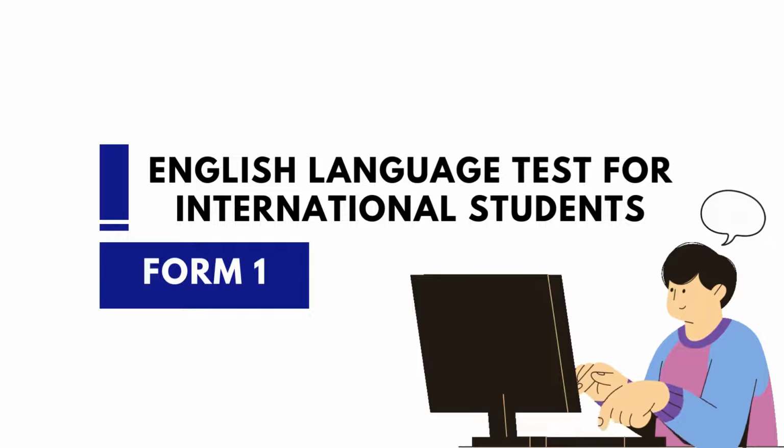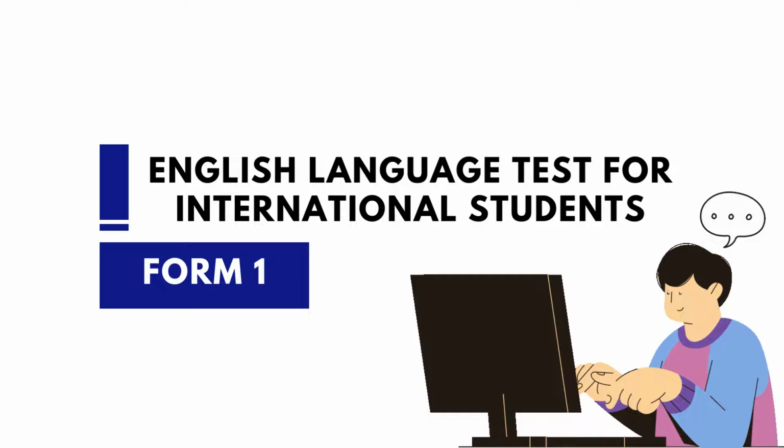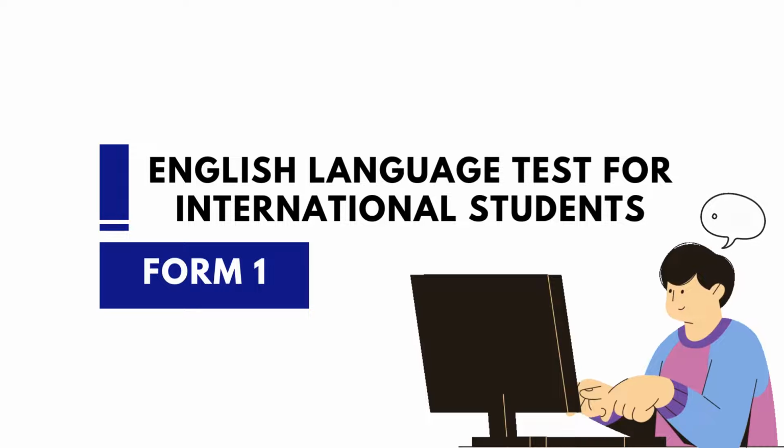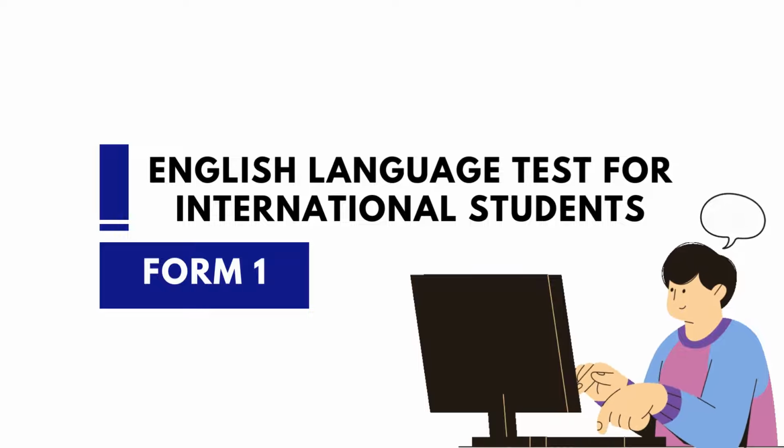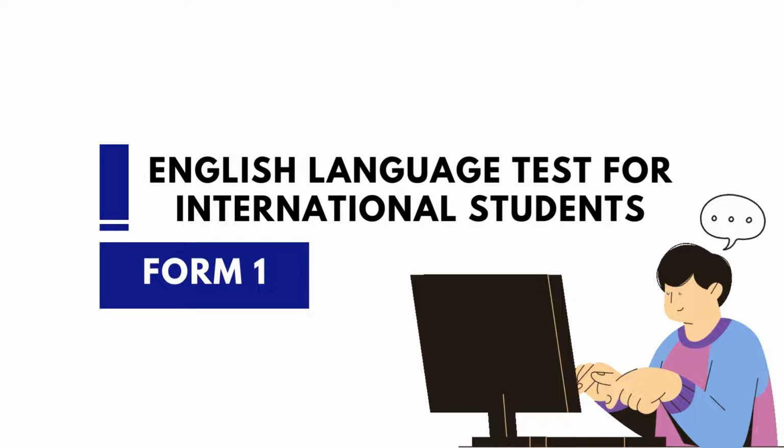Number 16. In Shakespeare's tragedies, when does the climax occur? A. At the end. B. In Act 3. C. Before the rising action.